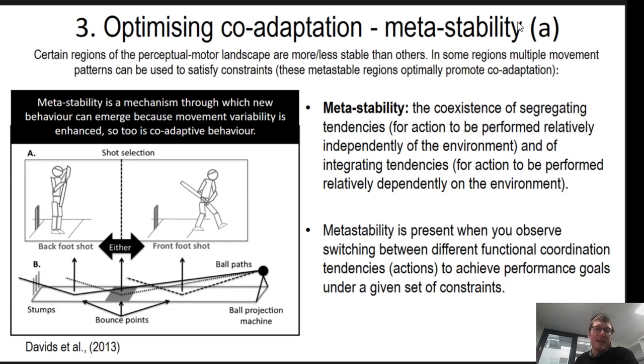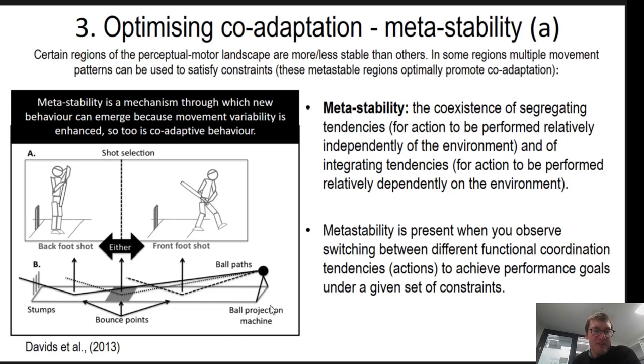I'll give another example here using this concept called metastability. How do we optimize this process of co-adaptation to facilitate learning? The idea here is that if we can position or set up constraints that promote metastable situations, then we're going to increase co-adaptation and increase the likelihood that new skills and new ways of solving problems will emerge. Okay? And so this is one way in which we think that it's possible to help facilitate creative behavior.